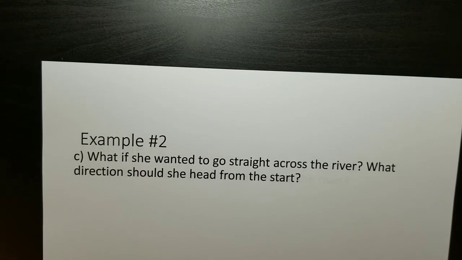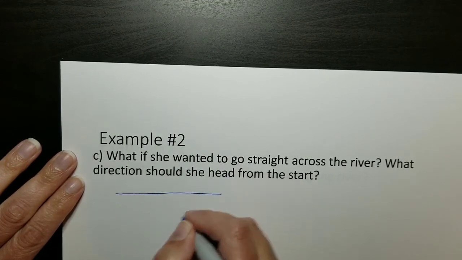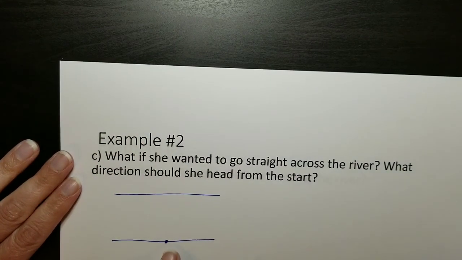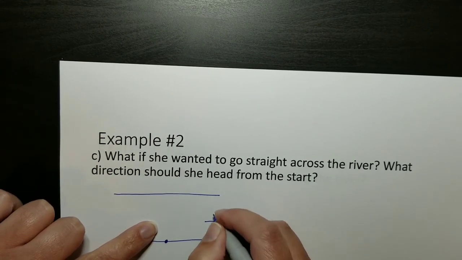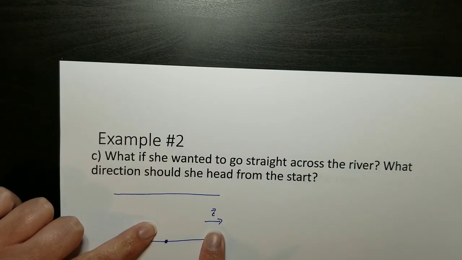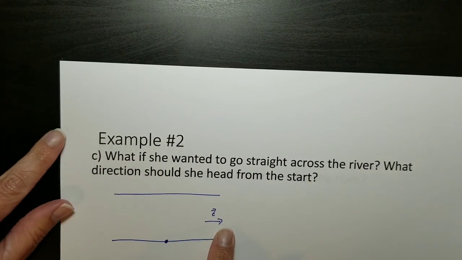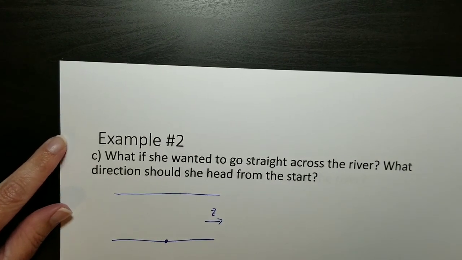So what if that's not what she wanted? What if she wanted to just go straight across the river? What direction should she head from the start? This is a different setup. Let's say that's her starting point. Now we know the current, I'm just going to put C over there, because remember, vectors have magnitude and direction, but they don't have location. So I'm just putting my current there. We'll move it to where we need it for the vector addition later.